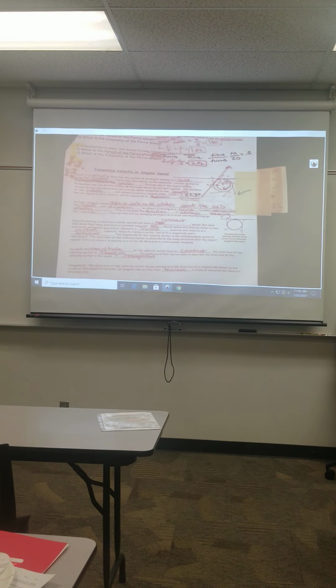Now, let's talk about the word tangent. You probably had an amazing geometry teacher, and your geometry teacher probably went over the definition of the word tangent, okay? Now, a tangent is a straight line that touches the edge of the circle but does not intersect the circle.